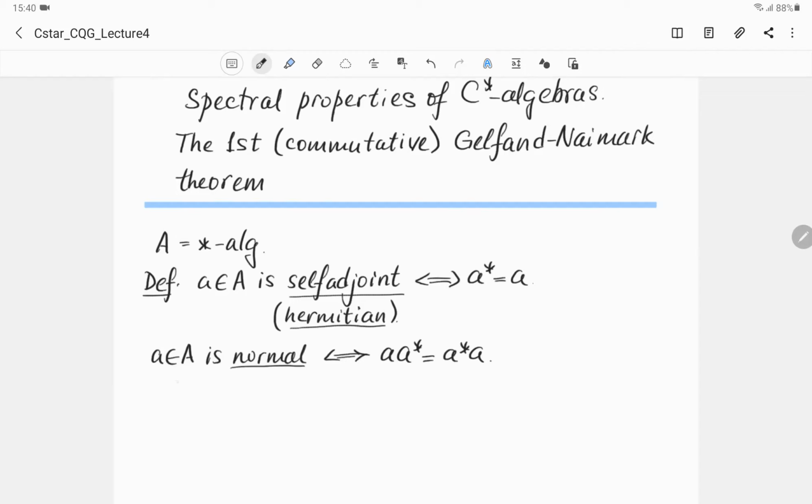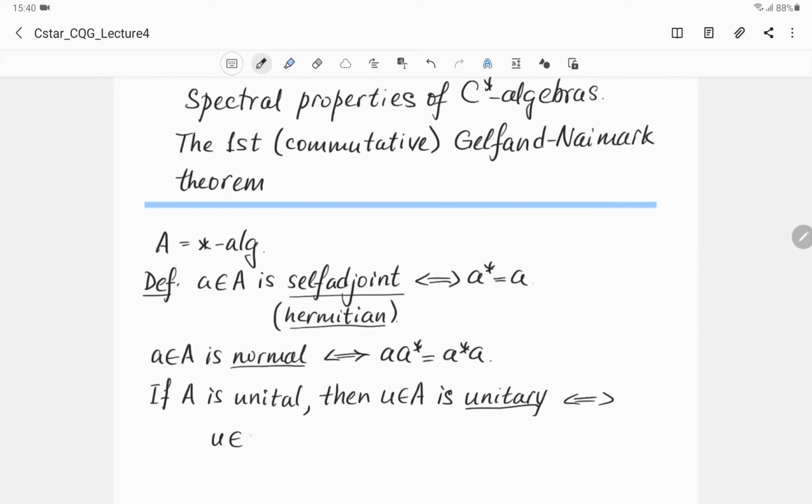And finally, if our algebra A is unital, then we say that an element u of our algebra is unitary. u is unitary if it is invertible, and u inverse equals u star.